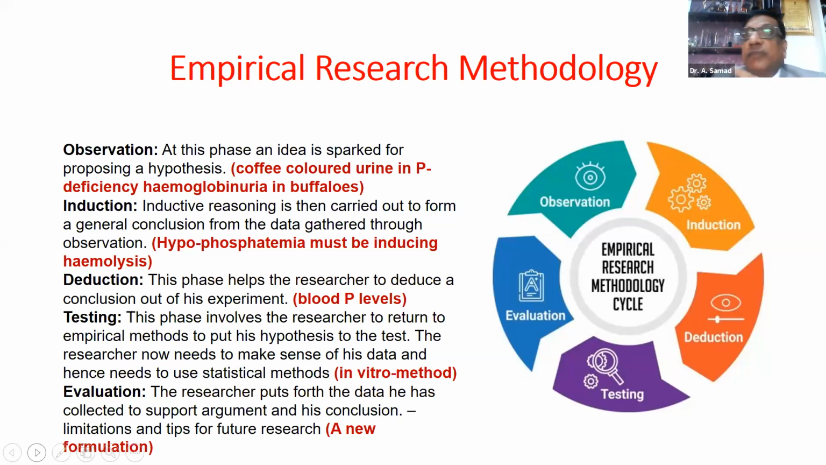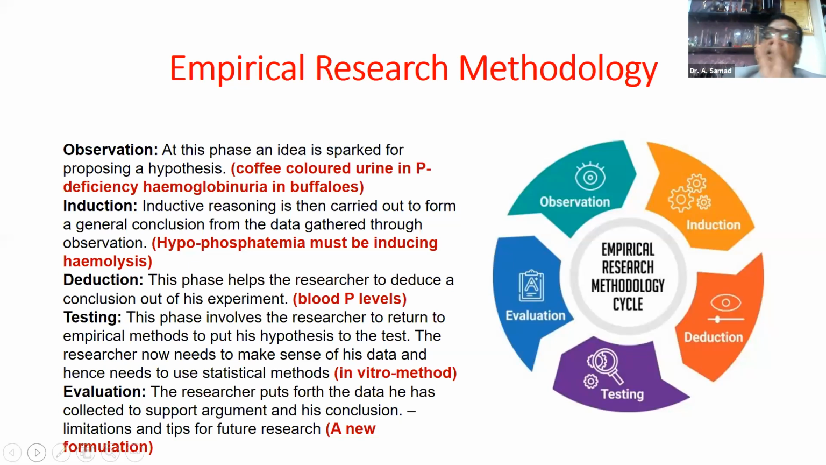Now, the first thing is observation. You observe a particular phenomenon. For example, I give an example here of my own research program. I was getting lots of cases in buffaloes which had coffee-colored urine. And this coffee-colored urine, we found out by doing diagnostic serum testing, was because of phosphorus deficiency. So this observation inspired me to look at this problem, and then that is called the induction period.